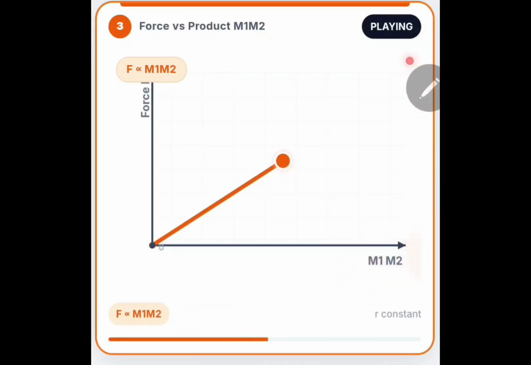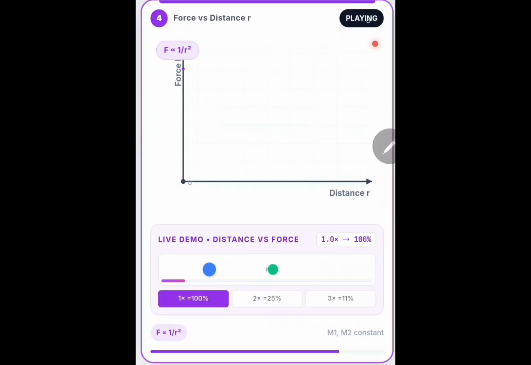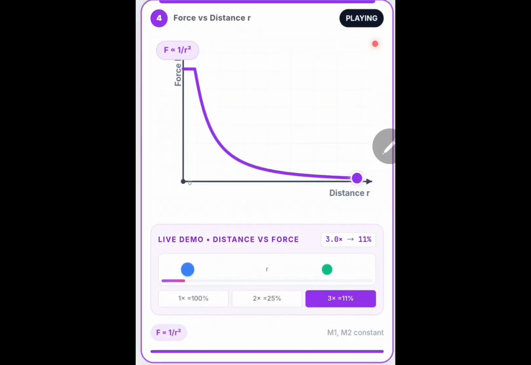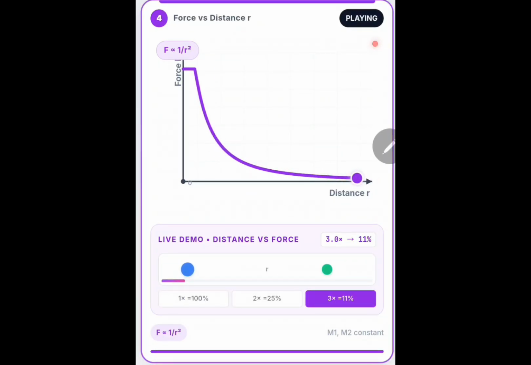the masses. Graph 4. Force vs distance, r. Now comes the most important graph for NEET and JEE. Here, the masses remain constant, but the distance changes. As the distance increases, the gravitational force decreases very rapidly.